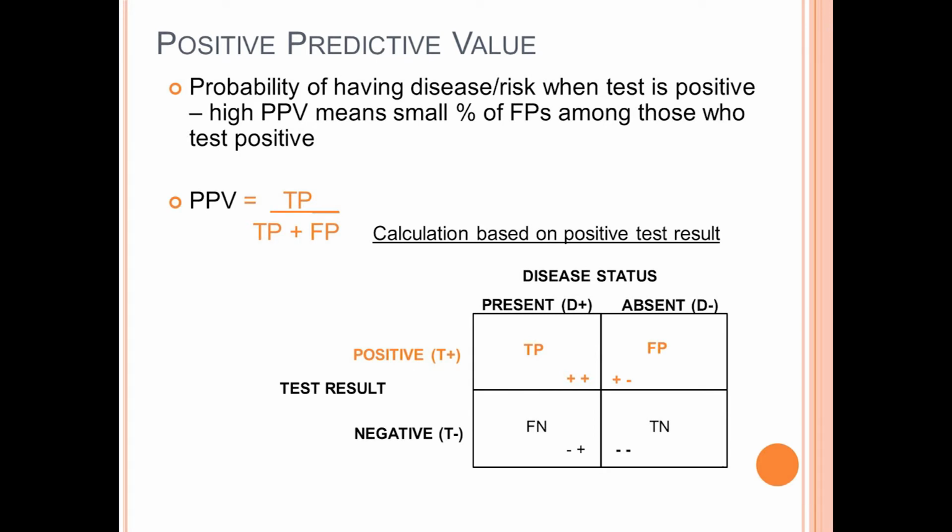So we're back to the very useful 2x2 tables, right? So positive predictive value is the probability of having the disease, the risk, when the test is positive. A high positive predictive value means that there are a small number of false positives among those who test positive. So positive predictive value, the calculation is based on a positive test result.